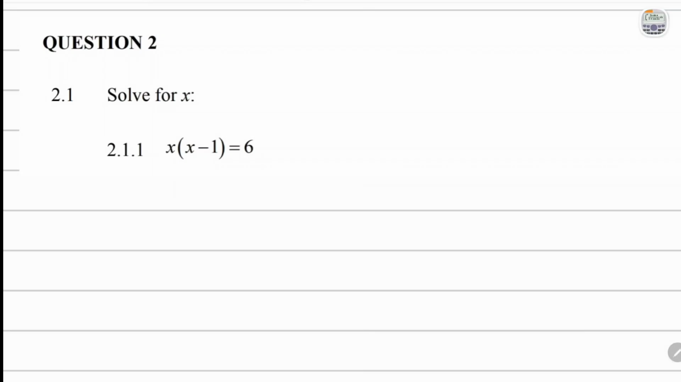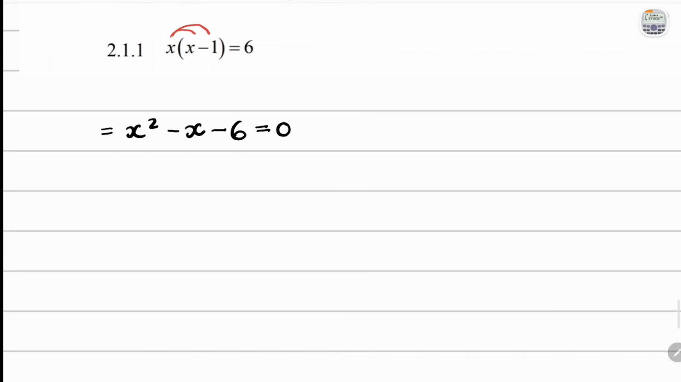So this means that you need to distribute so that you can take the 6 over. The goal is to get this right hand side equal to 0. Okay, so let's go ahead and distribute. So you're going to distribute here. And so this is equal to x times x gives you x squared. X times negative 1 gives you negative x. And then this 6 is on the right hand side. Bring it over to the left and it will become negative 6, is equal to 0.